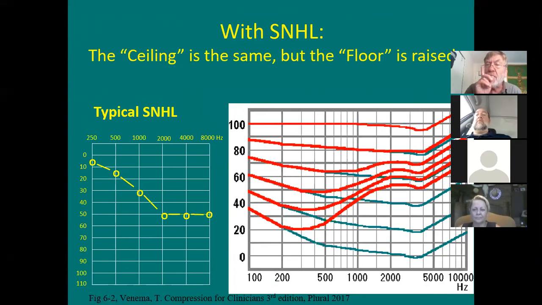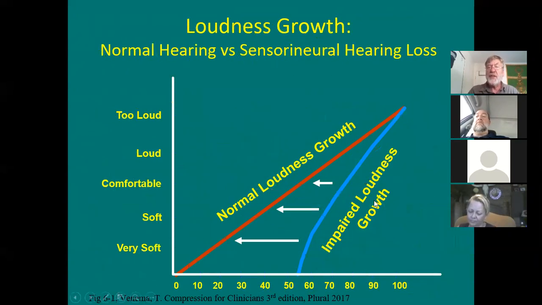And the most common type of compression used today is called wide dynamic range compression, WDRC. And that is used in order to make these white arrows happen, amplifying soft sounds by a lot and loud sounds by little or nothing at all.